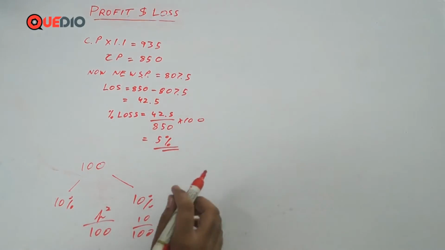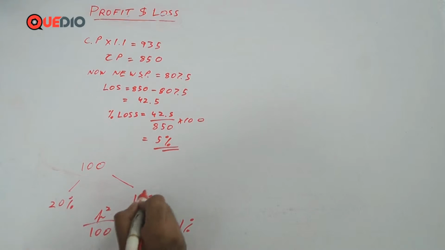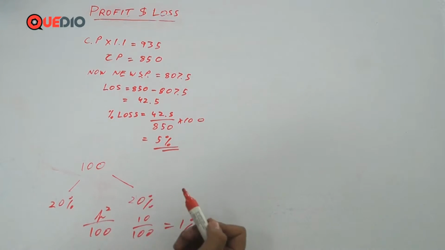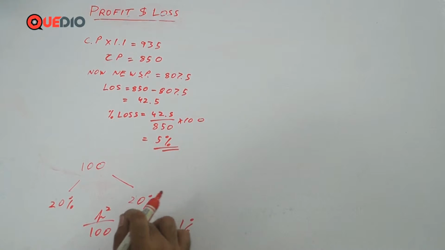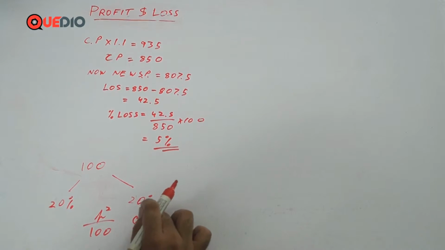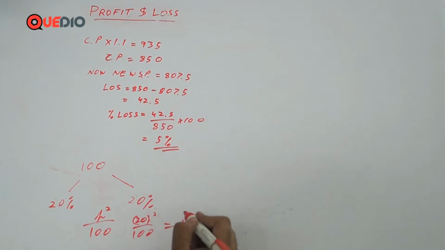Taking another example, let's say in the same case we take 20% profit and loss each. So there would be the square of 20 by 100, that comes out to 4% loss.